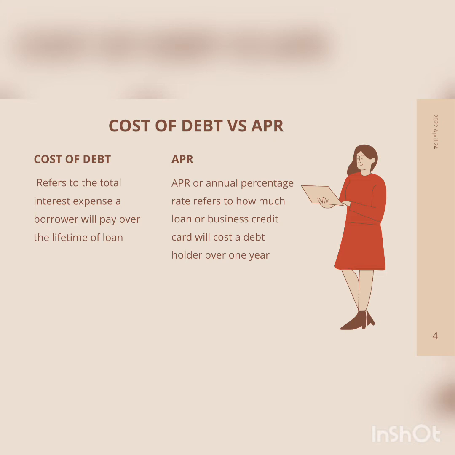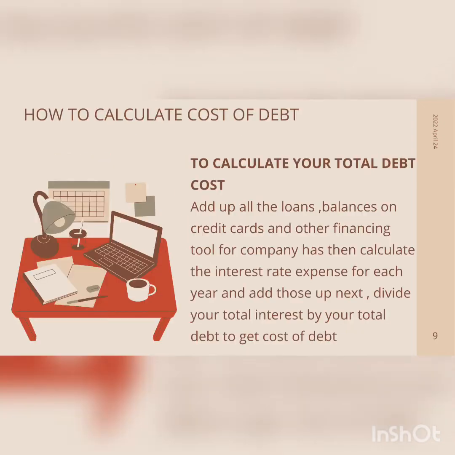Now we will see the difference between cost of debt versus APR. You may have heard the term APR and think it's the same thing as the cost of debt, but it's not quite. APR, or annual percentage rate, refers to how much a loan or a business credit card will cost a debt holder over 1 year. The cost of debt refers to the total interest expense a borrower will pay over the lifetime of the loan.